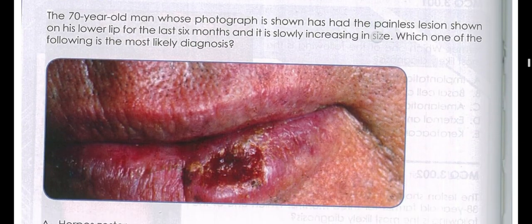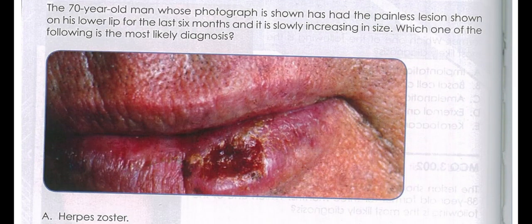Our next image, as I already showed you in the previous video: the 70-year-old man whose photograph is shown has had the painless lesion shown on his lower lip for the last 6 months, and it is slowly increasing in size. Which one of the following is the most likely diagnosis? Again, giving the picture and asking about the diagnosis is very easy. If you have gone through this picture, you will give the diagnosis.